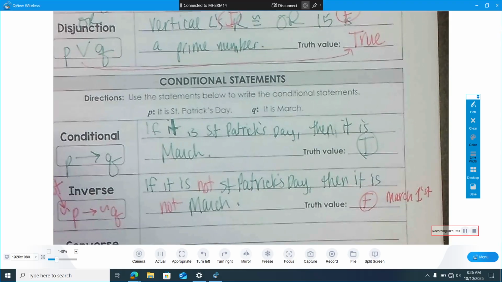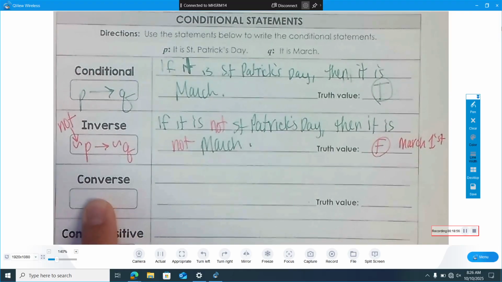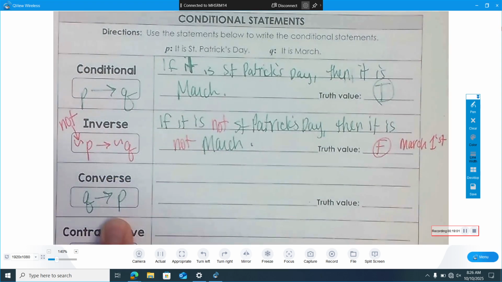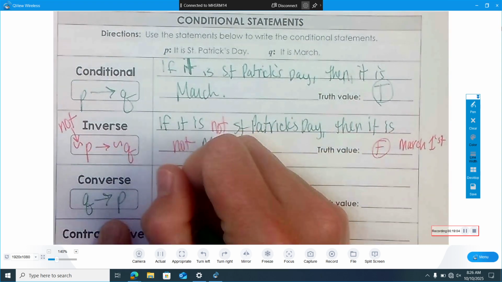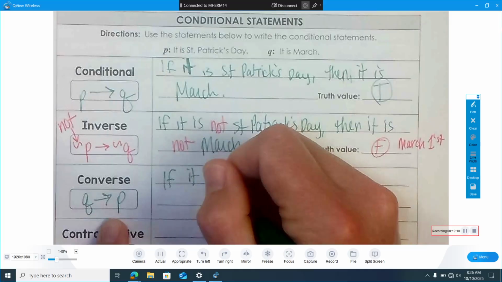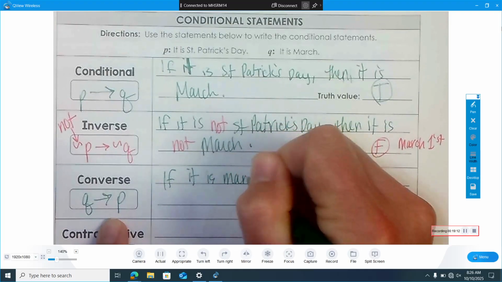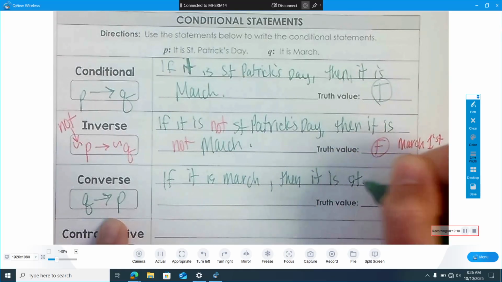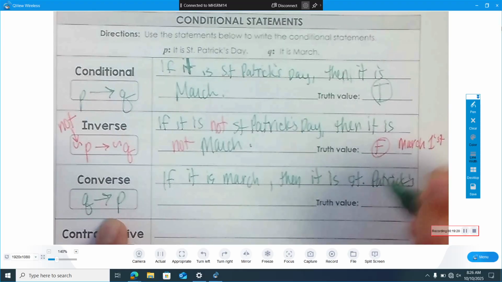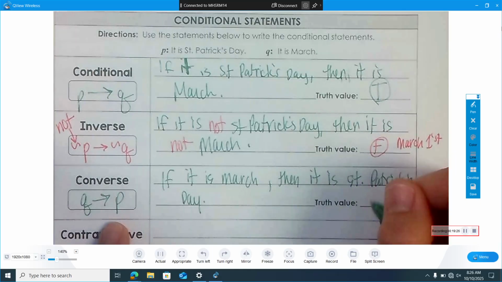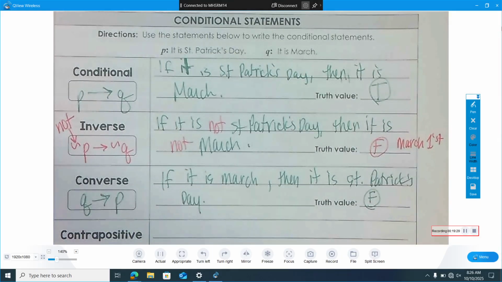Okay, converse. What do we do for converse? Switch the Q and the P. So this would be Q implies P now. All right, so we want to write if what? It is March. Good. Perfect. If it is March, then it is St. Patrick's Day. True or false? False. Every day in March is not St. Patrick's Day. So that's definitely false.